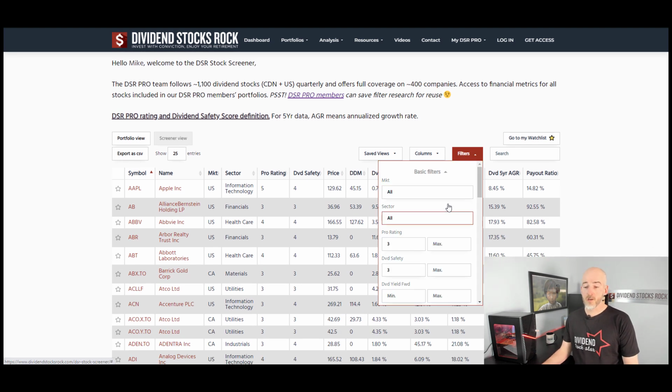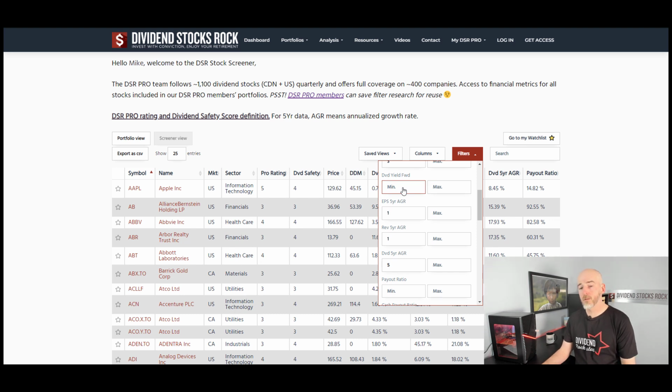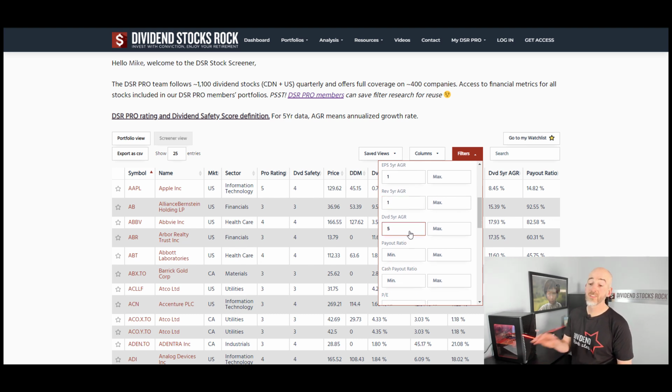So for the filter here, again, basic criteria: Pro rating of 3, dividend safety score of 3, no minimum yield because I love those low yield, high growth stocks. However, a stronger dividend triangle. So earnings and revenue still at 1. However, the dividend growth rate, I want it at 5. So I want mid-single to high single digit dividend growers. This is where I want to have the best companies focusing on my type of investing strategies.